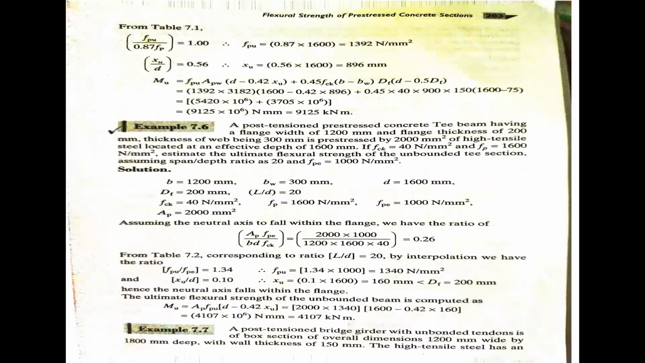Okay, you have the example 7.6. Right now, I have to calculate the XU value and an FPU value. FPU is 1340 Newton per mm square, and XU is 160 mm, which is less than DF 200 mm. One assumption I also have to write: the neutral axis falls within the flange.